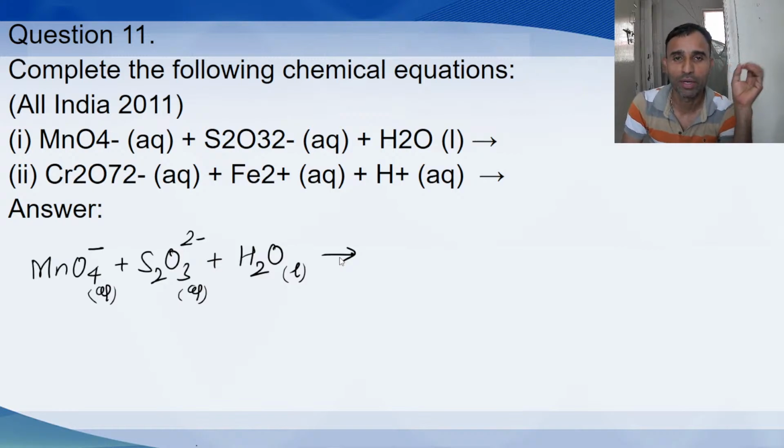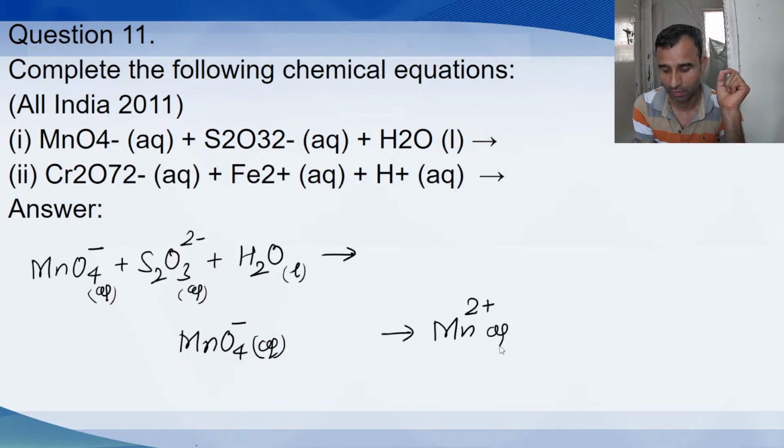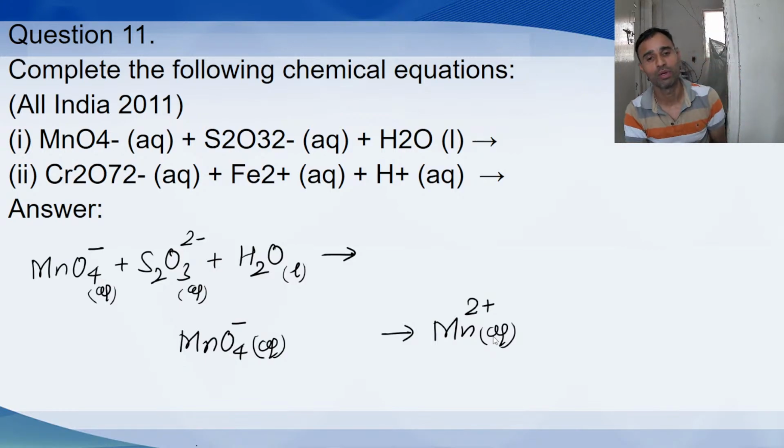So see, MnO4 negative, that is permanganate ion, is an oxidizing agent. So it oxidizes S2O3 2 negative, thiosulfate, into sulfate. So we will write two equations. First one is MnO4 negative aqueous. It will give Mn2 plus. Every time when you have MnO4 negative and the medium is acidic, say thiosulfate gives sulfate in water, so that becomes sulfuric acid, means the medium is acidic.